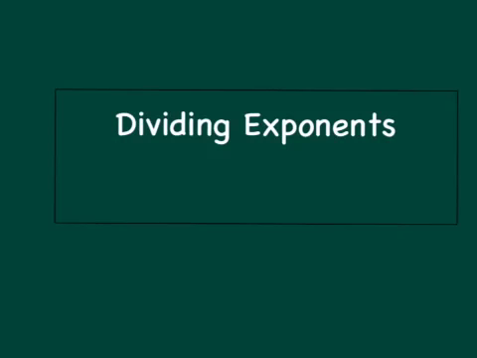This is video number 4 in our exponent series. The topic is dividing exponents. So finally we want to look at what happens when exponents are divided. So I might have, for example, 7 to the 9th divided by 7 to the 4th. We write division like that, like a fraction.